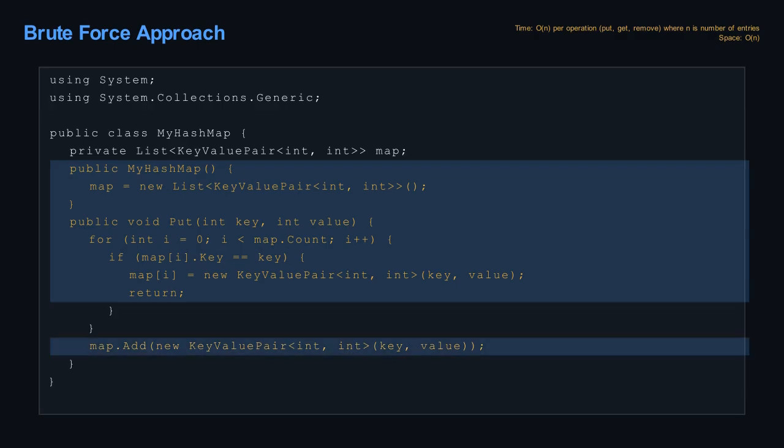So with n entries, each put, get, or remove takes O of n time. The space used is just the list itself, O of n. This works for tiny data, but becomes painfully slow as n grows.